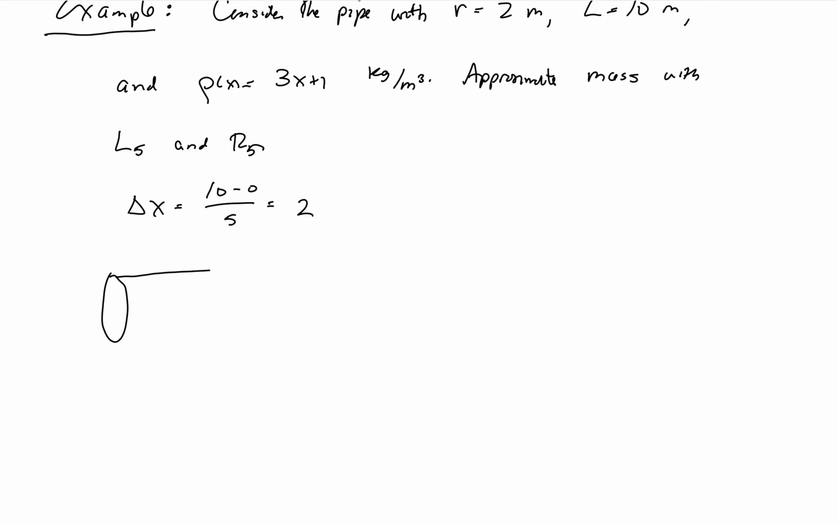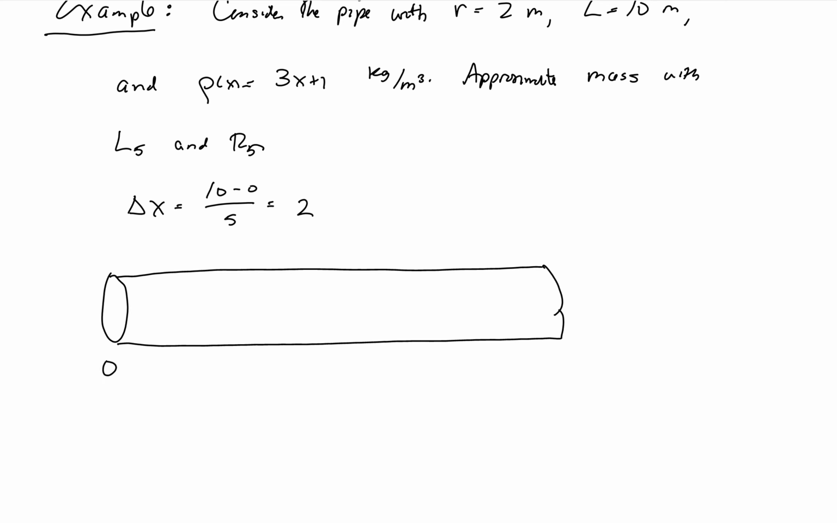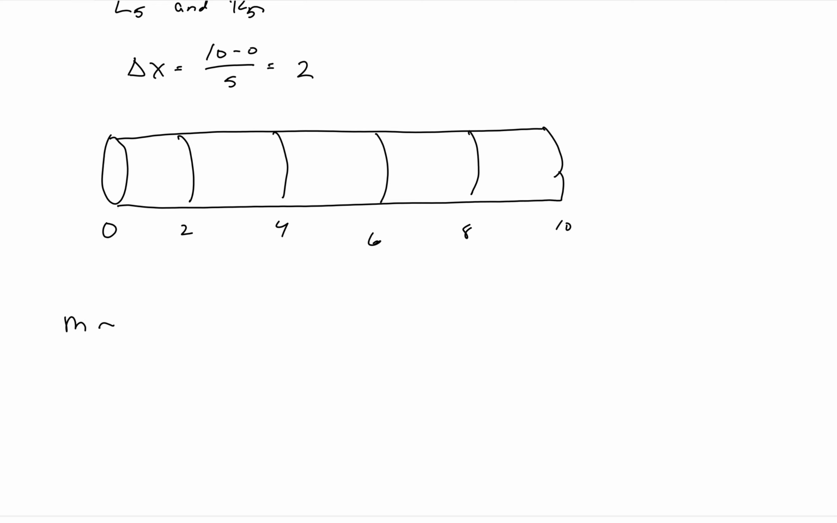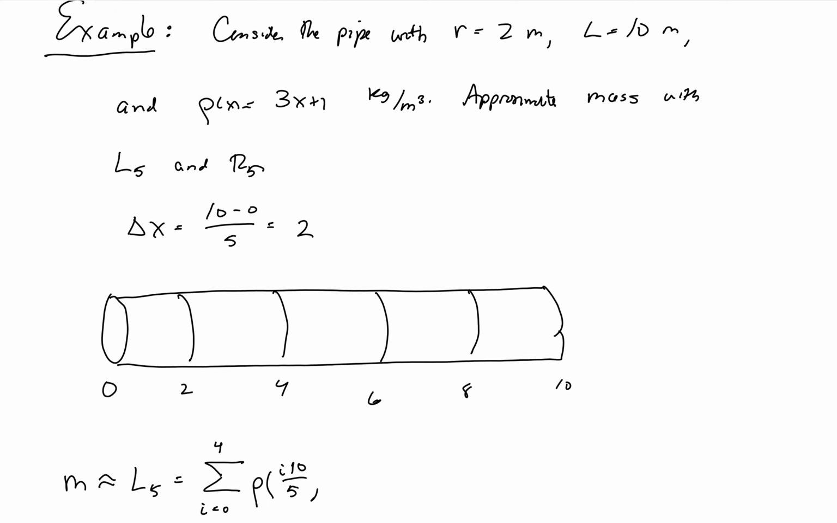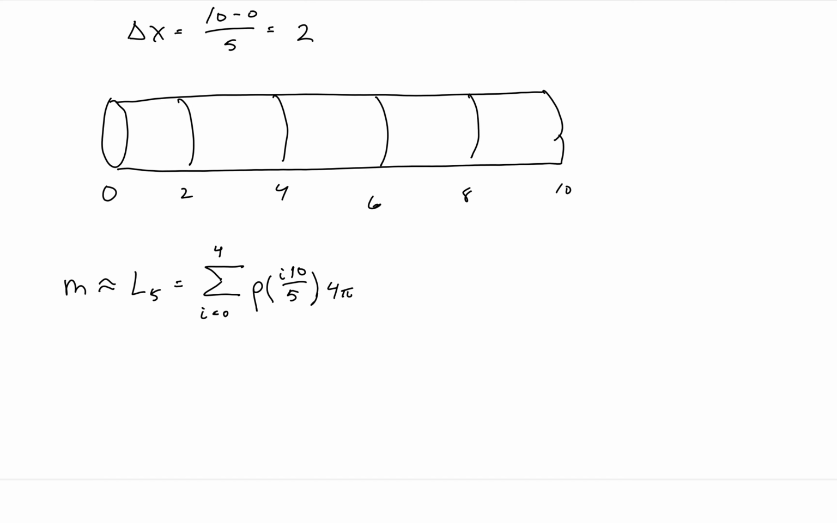So if we think of what we're doing in terms of the pipe here, we start at 0 and we go to 2, 4, 6, 8, and then 10. So those are our pieces we're breaking it up in. So the first one, the left sum with 5 subdivisions, this is the sum from i equals 0 to n minus 1. So in this case it will be 4. And we saw before this is rho of i L, which is 10, over n, which is 5. And then pi r squared, but in this case we know what r is. r is equal to 2, so 4 pi. And then my delta x is 2.